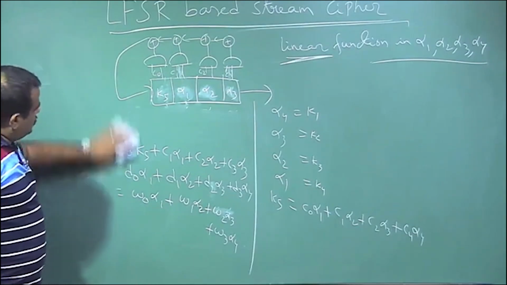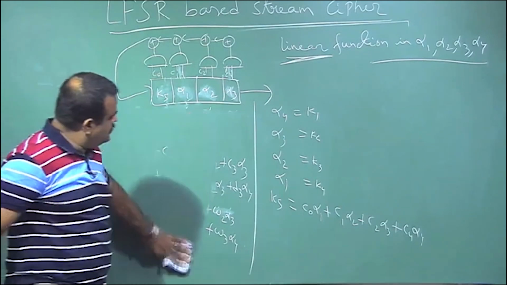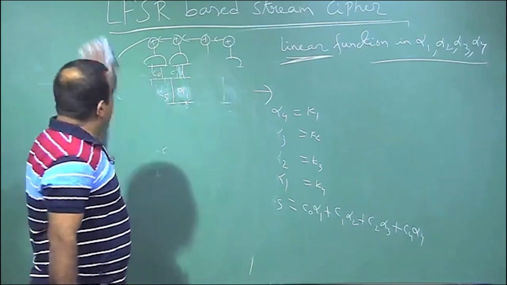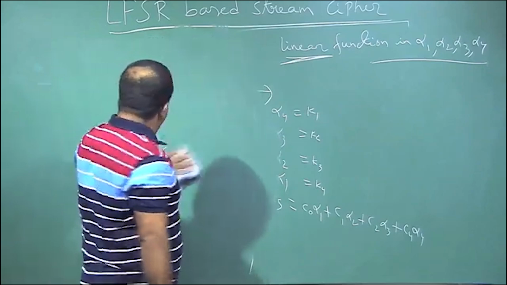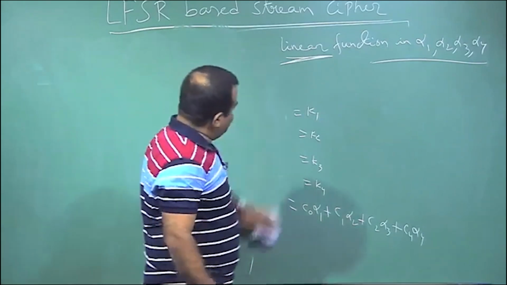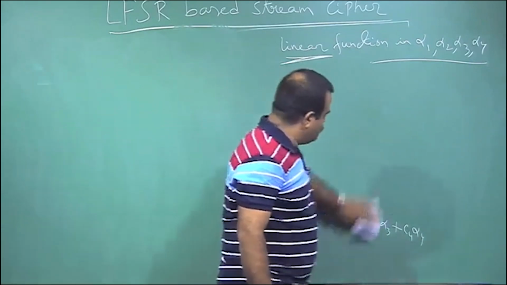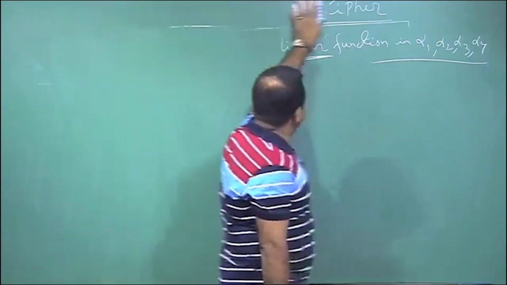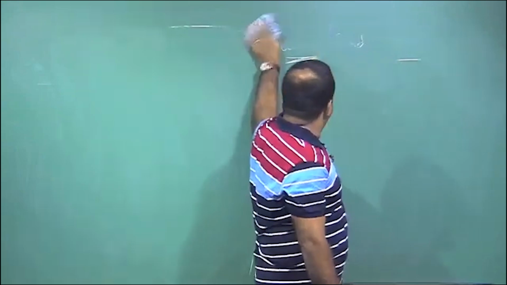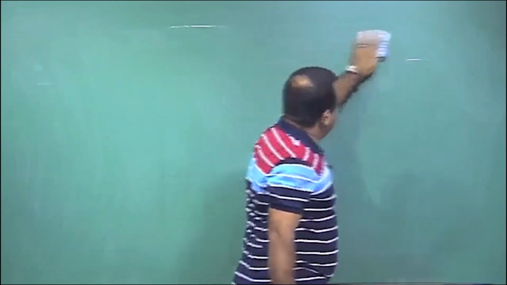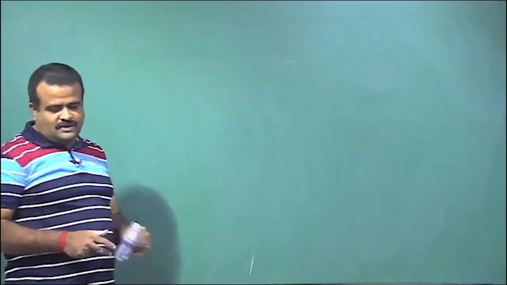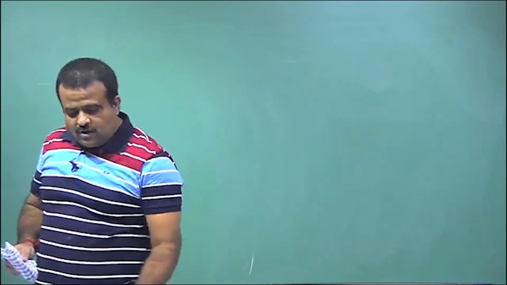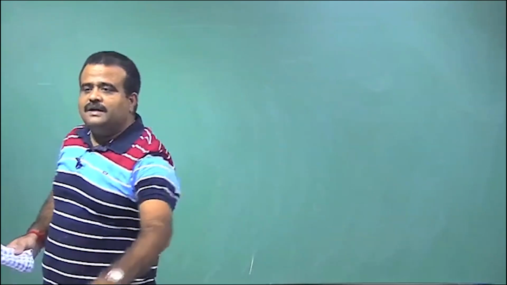So, now the question is how we can make it non-linear. We want to use an LFSR, but we want to make it a non-linear key stream generator. If you just use the LFSR, it is a linear key stream generator. So, we want to make it a non-linear key stream generator. So, the idea is to have a non-linear function.